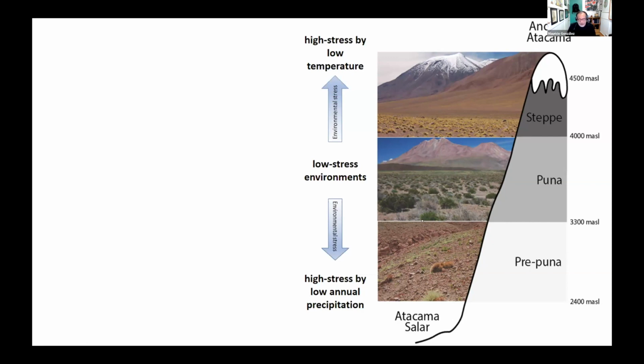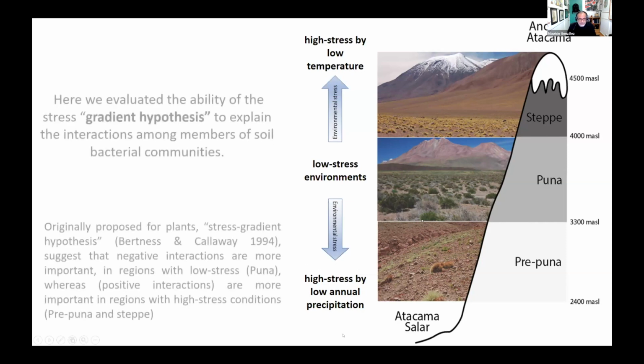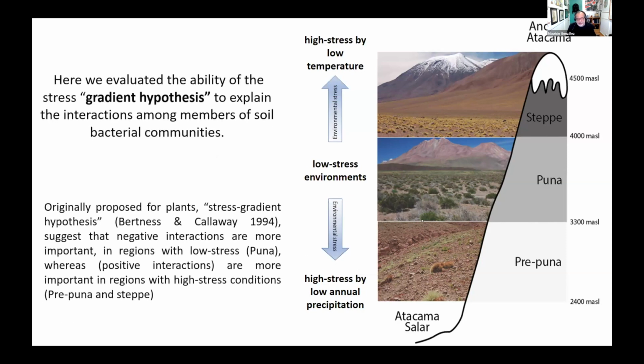Okay, so here we evaluate the ability of the stress gradient hypothesis to explain the interaction among members of the soil bacterial community in this altitudinal transect. Originally proposed for plants, the stress gradient hypothesis suggests that negative interactions are more important in low stress environments, whereas positive interactions are more important in high stress environments. In our case, high stress environments correspond to pre-puna and steppe regions.